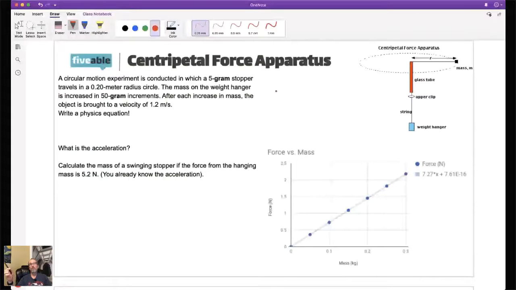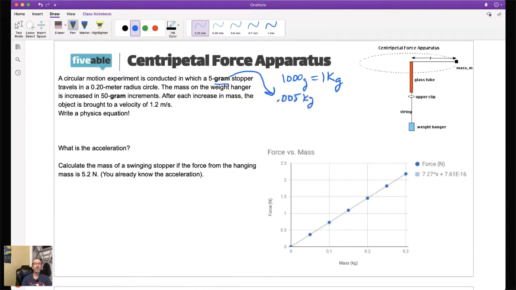So that's really great. This experiment is conducted with a 5-gram stopper. Now, you have to think right off the bat, wait a minute, I can't use grams. So I've highlighted that word, and because I can't use grams, I know I've got to convert it to kilograms. We know that 1,000 grams is equal to 1 kilogram, so to go from grams to kilograms, I have to divide by 1,000. So this 5 grams is 0.005 kilograms.